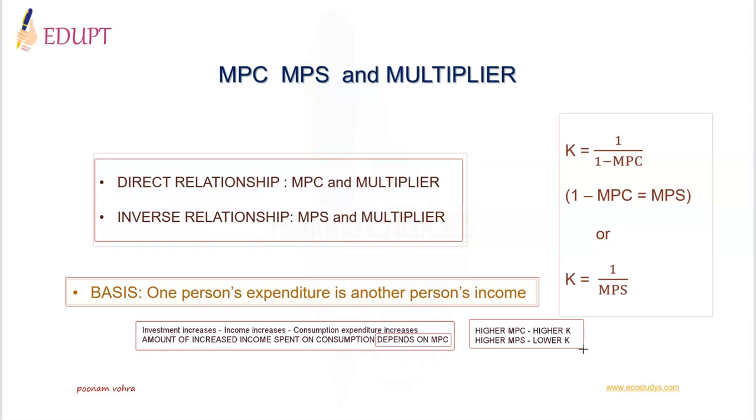But in case of low marginal propensity to consume or high marginal propensity to save, people will spend lesser proportion of their increased income on consumption, and hence the value of multiplier will be comparatively less. I am sure you are all aware of this algebraic expression of multiplier and marginal propensity to consume, where k is equal to 1 over 1 minus MPC or k is equal to 1 over MPS.